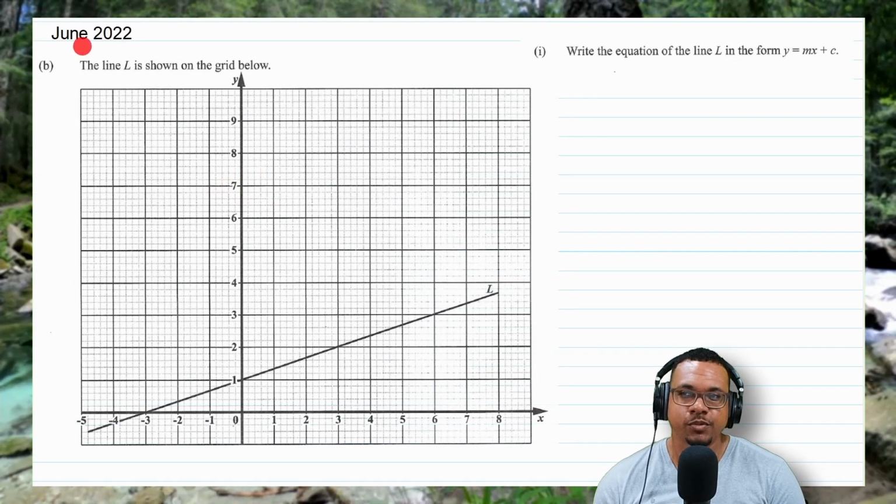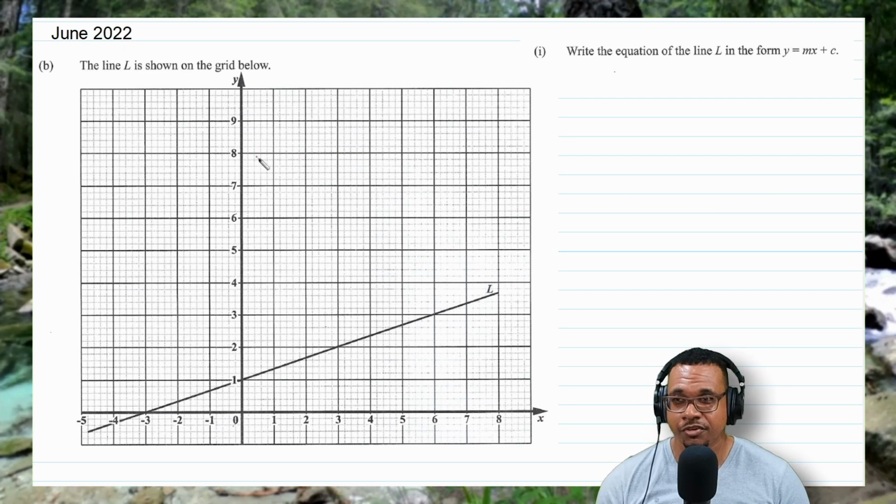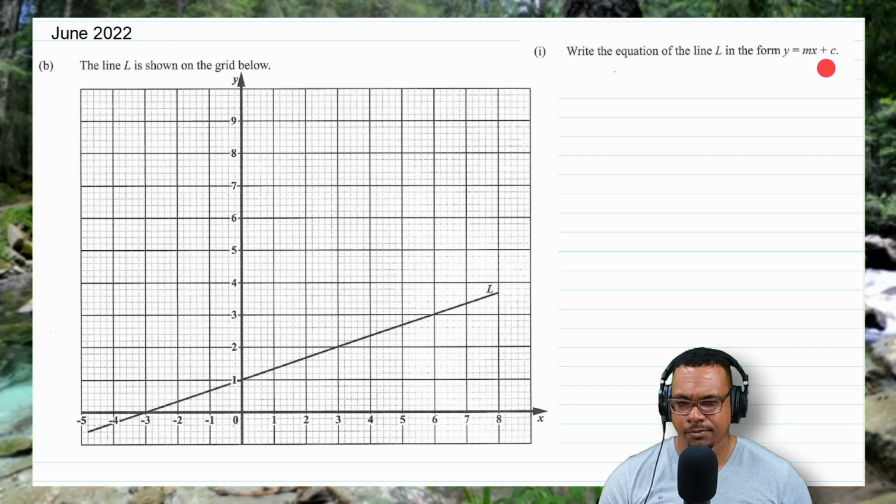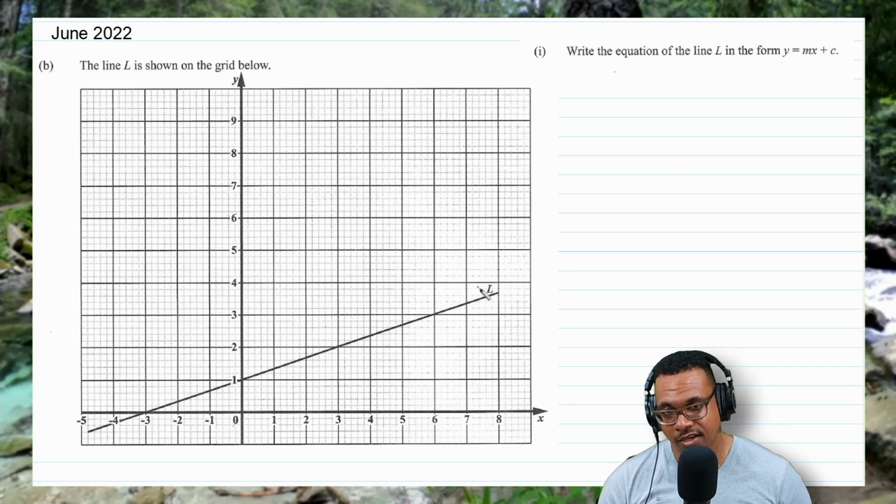So moving on to June 2022, the question on coordinate geometry, we have that the line L is shown on the grid below. So this is the line L here. We want to write down the equation of the line L in the form y equal mx plus c. So as you know, we need to state the gradient m and the y-intercept, which is c. So c is where the line touches the y-axis. And if you look at the graph, the line touches the y-axis at 1.